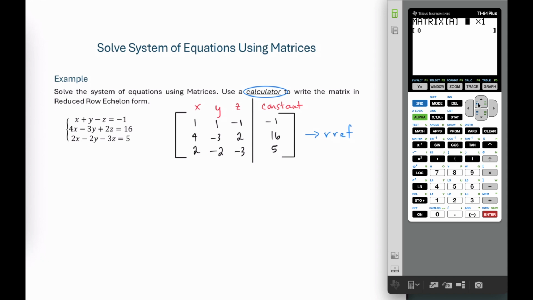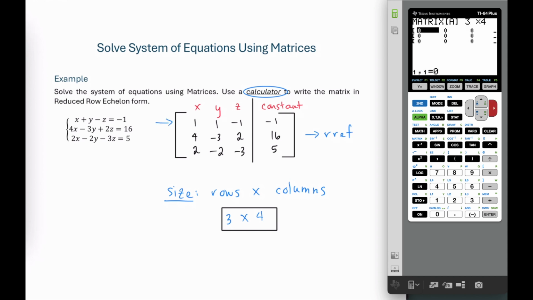Now we need to tell our calculator how big our matrix is. The size of a matrix is given by the number of rows, and then we cross that with the number of columns. In this situation, we have 3 rows and 4 columns, so we'll tell our calculator that we have a 3 by 4 matrix.